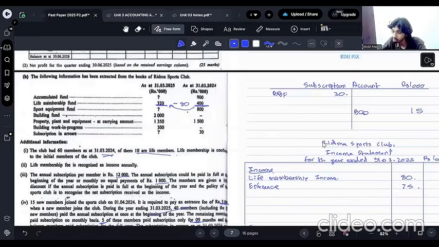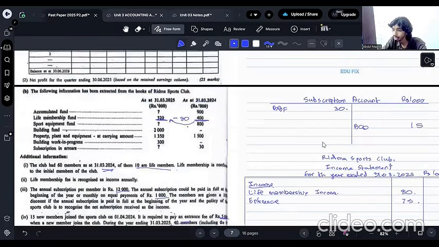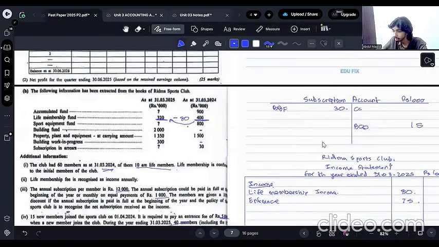Opening arrears 30, sorry, 30,000. 432 plus 45 plus 240 plus 30, 747. So then cash debit, subscription account credit, cash 747. And you can balance off and find how much is the amount to be transferred to the income and expenditure account. So income statement.